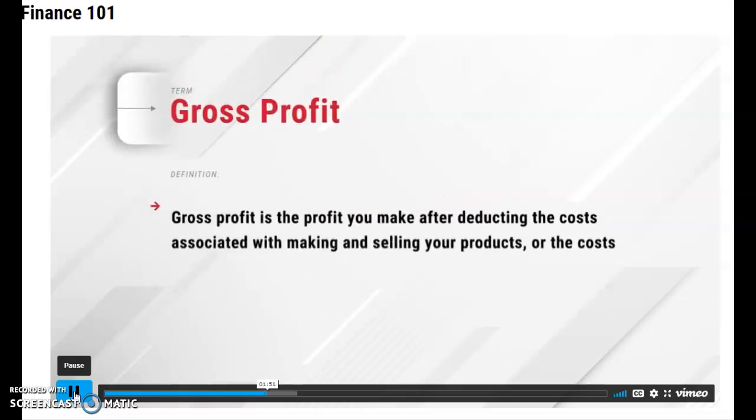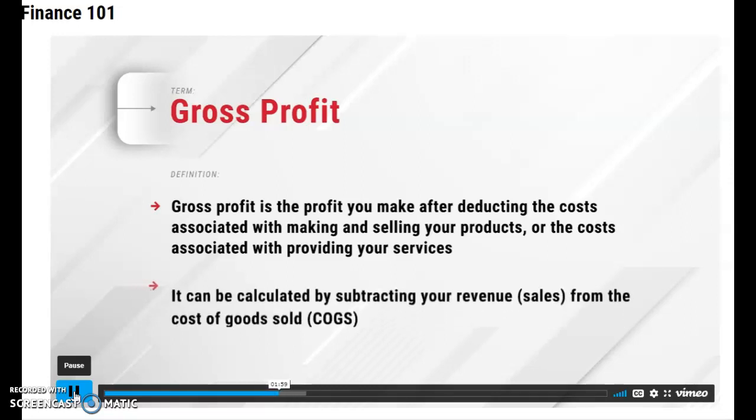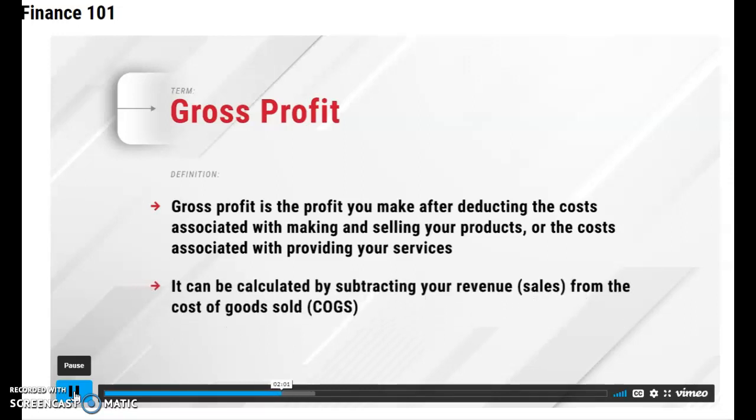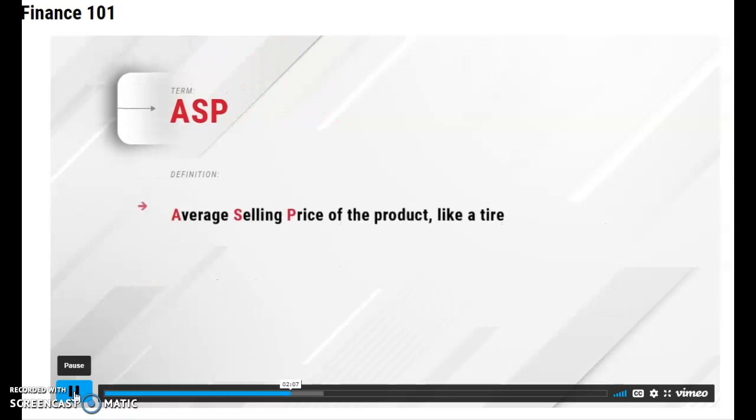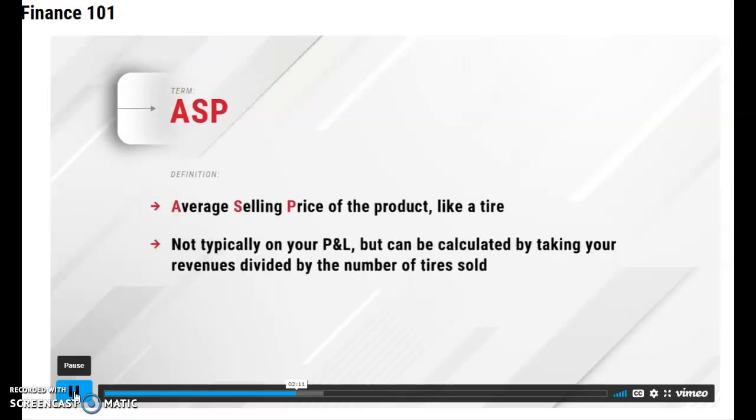Gross profit. Gross profit is the profit you make after deducting the costs associated with making and selling your products, or the costs associated with providing your services. It can be calculated by subtracting your revenue or sales from the cost of goods sold. ASP is the average selling price of the product, like the selling price of a tire. Not typically on your P&L, but can be calculated by taking the revenues divided by the number of tires sold.